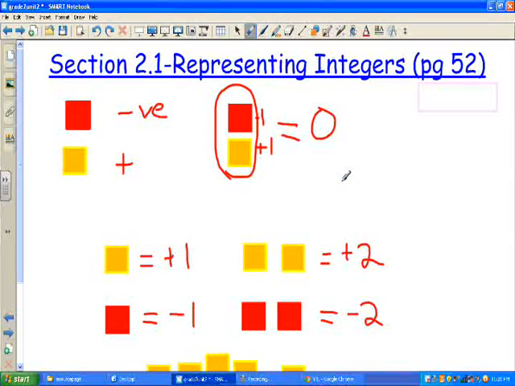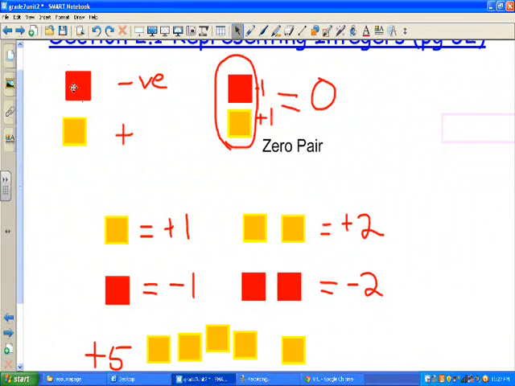Remember, they're opposites. They are total opposites, and they're arch enemies, so they'll always end up canceling each other out. So just group them together when they are in the same problem. First of all, there's a name for this. This is called a zero pair. And those zero pairs represent nothing. You can have as many zero pairs as you want, and it'll still be nothing.